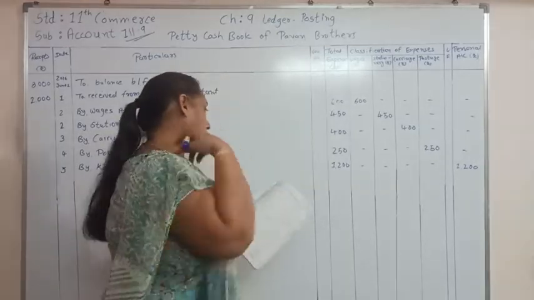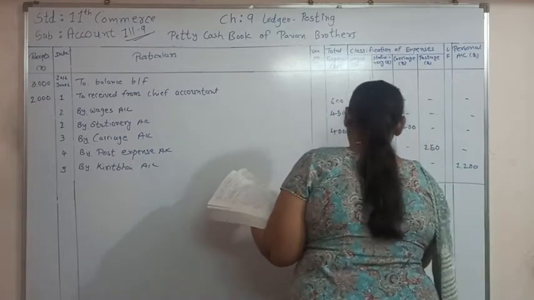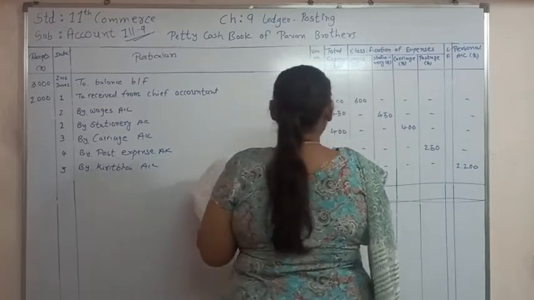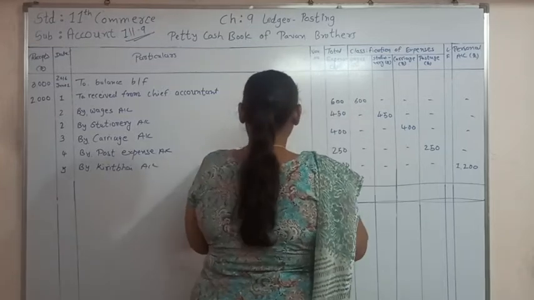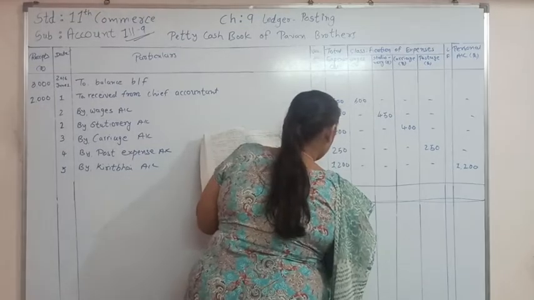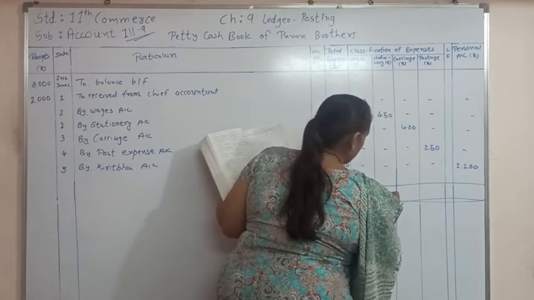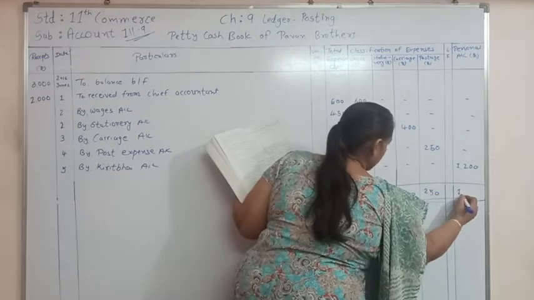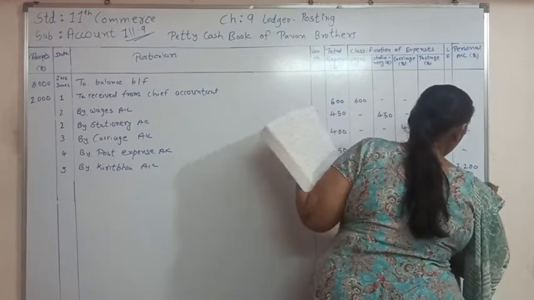Now let's make the total of the expenses. So here we are going to make the total. So here the total will be 600 plus 450 plus 400, 250 and 1200, that will be 2900. Here it will be 600, 450, 400, 250 and 1200. Here it will be 1200.